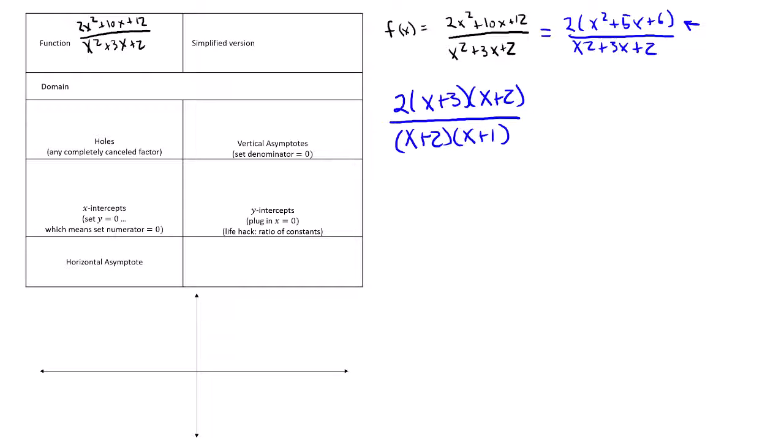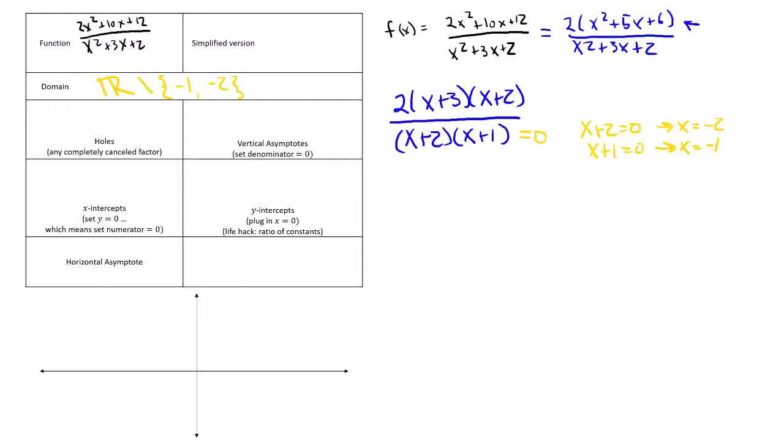So we can find our domain at this point. The domain excludes where the denominator is equal to 0. The denominator is equal to 0 when x + 2 is equal to 0, so x is negative 2, or where x + 1 is equal to 0, so x is negative 1. So our domain is going to be all real numbers except negative 1 and negative 2.